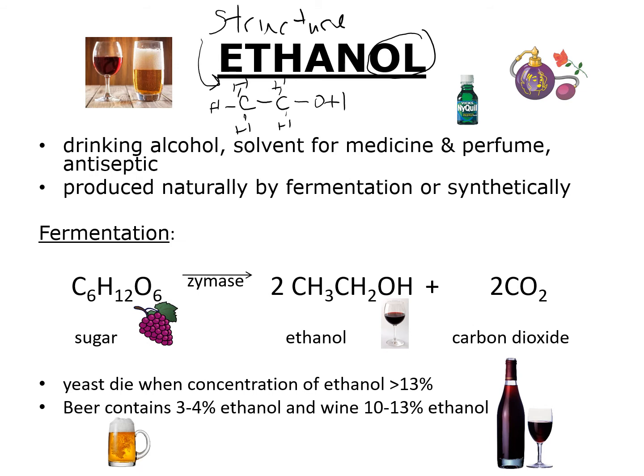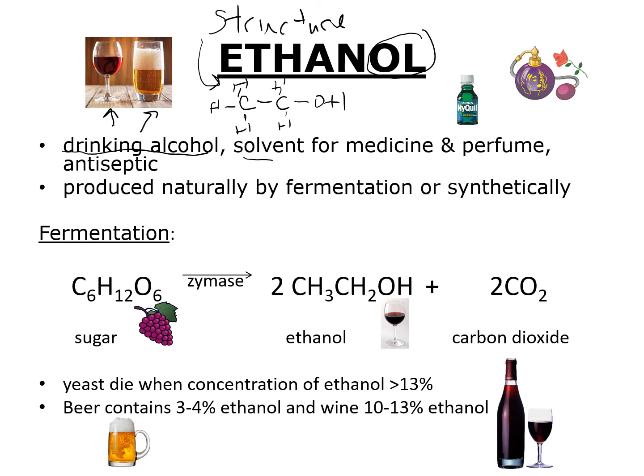So we learned how to name alcohols and how to draw structures. Now I'd like you to know some information about some of the alcohols. The first one, ethanol, is also known as drinking alcohol. This is the alcohol in alcoholic beverages such as wine or beer.